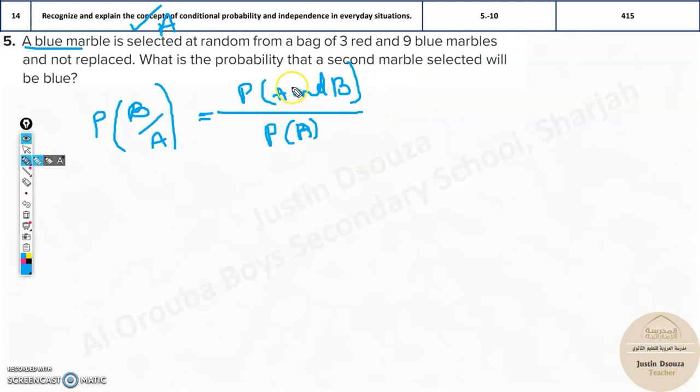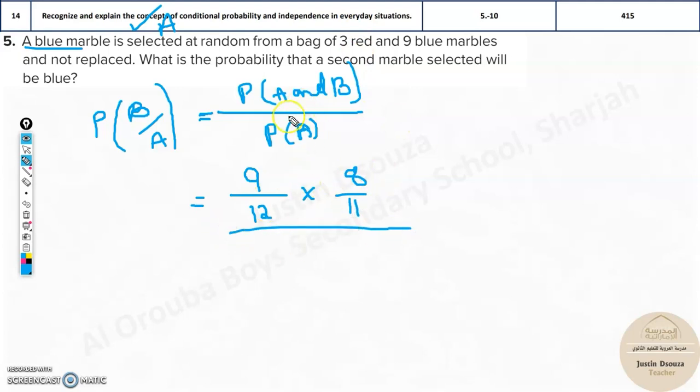Now, what is the probability of A and B? Just now we did this. What is the probability of A and B about the chocolates not replaced? Blue chocolates, red chocolates, the same thing. The first case is the probability of a blue marble being selected, 9 divided by the total marbles, 9 plus 3, that is 12. Then in the second time, again a blue marble, that is B, means multiply again a blue marble. But remember, it will reduce by 1, so 8 and 11.